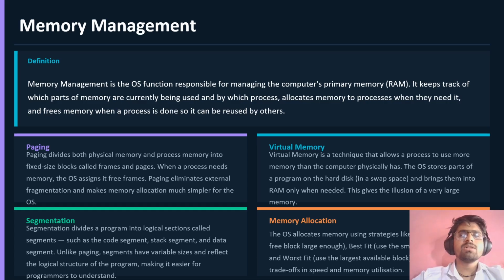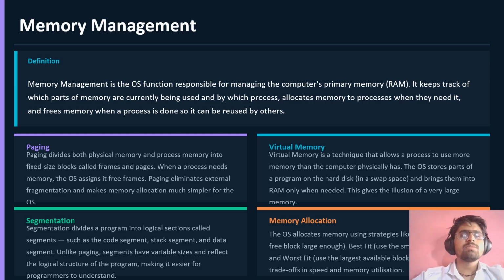Memory management is the operating system function responsible for managing the computer's primary memory, RAM. It keeps track of which parts of memory are currently being used and by which process, allocates memory to processes when they need it, and frees memory when a process is done so it can be reused by others.